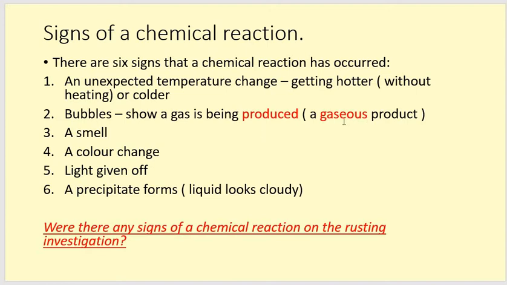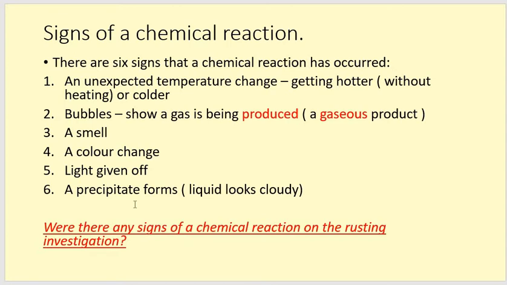And because it's being produced, you have got a gaseous product. Look at this word. Slight change of spelling. You've got O-U-S, you'd expect. You've got an E there as well, you might not expect, so you have to learn that spelling. That's why it's in red. There might be a smell. There might be a colour change, light may be given off, or a precipitate may form.